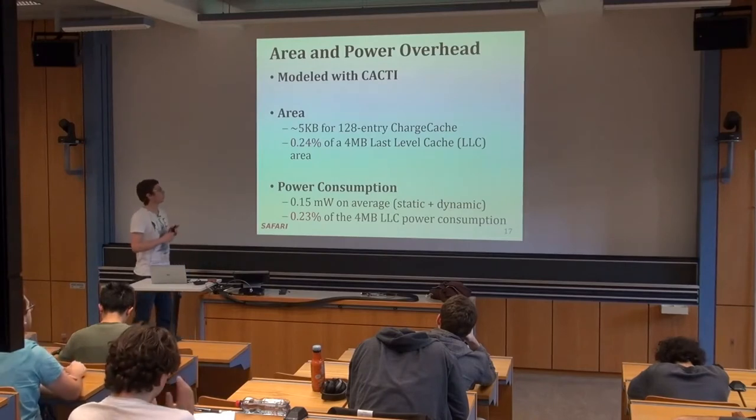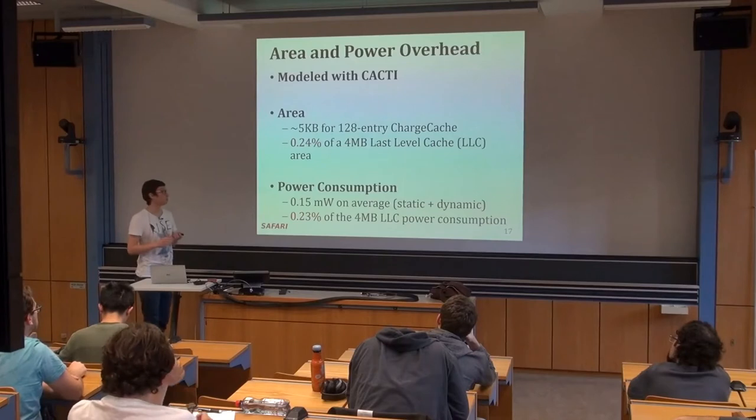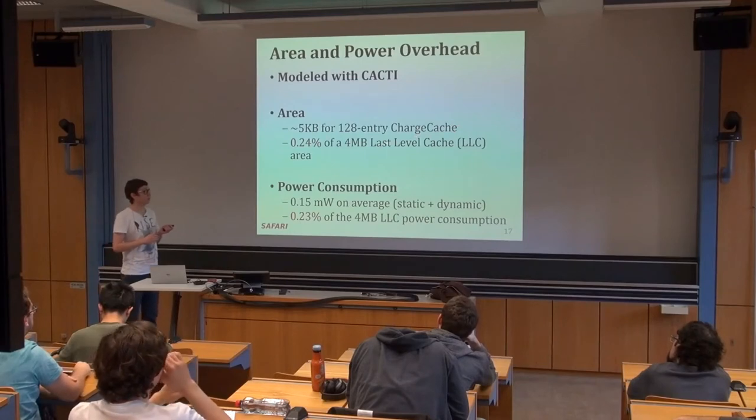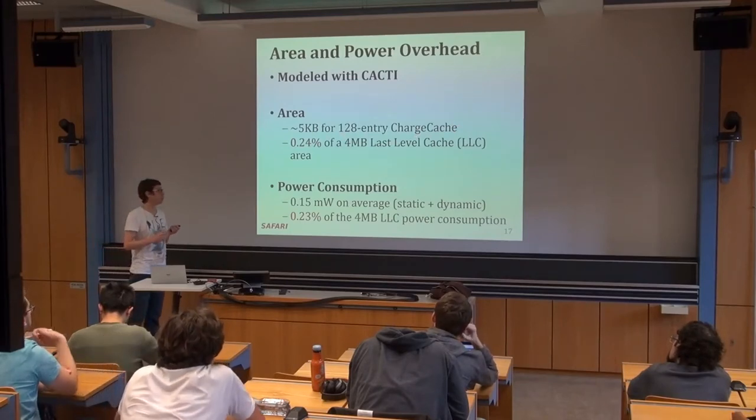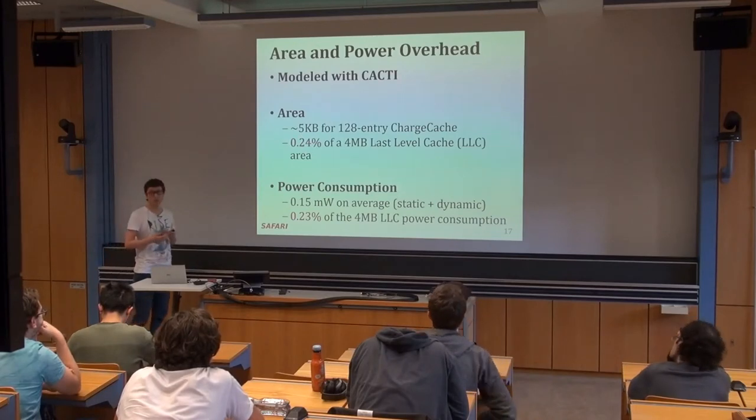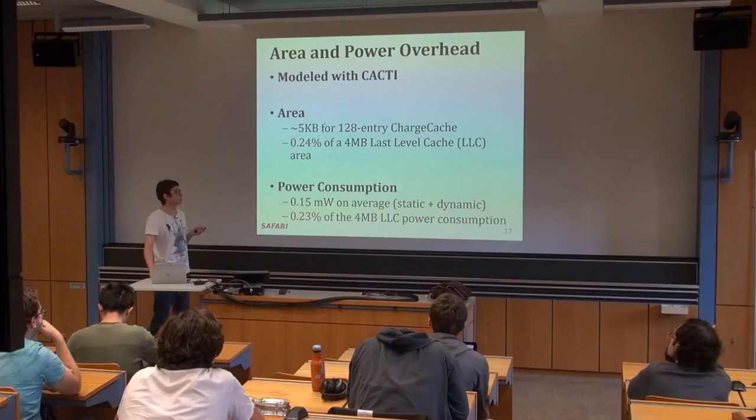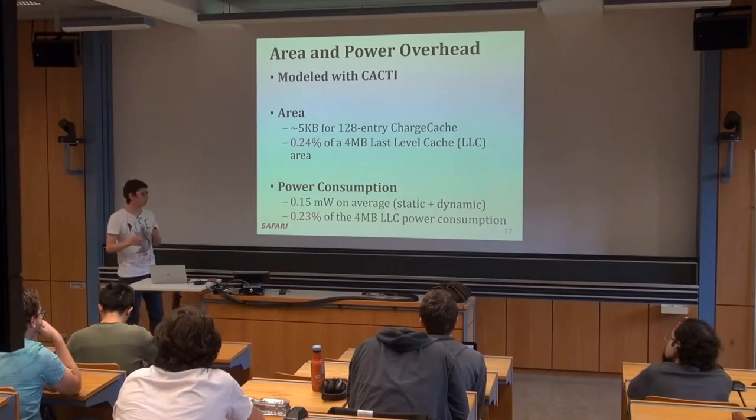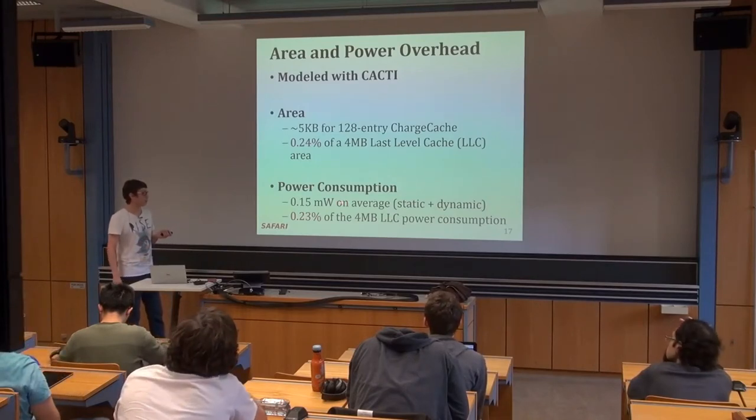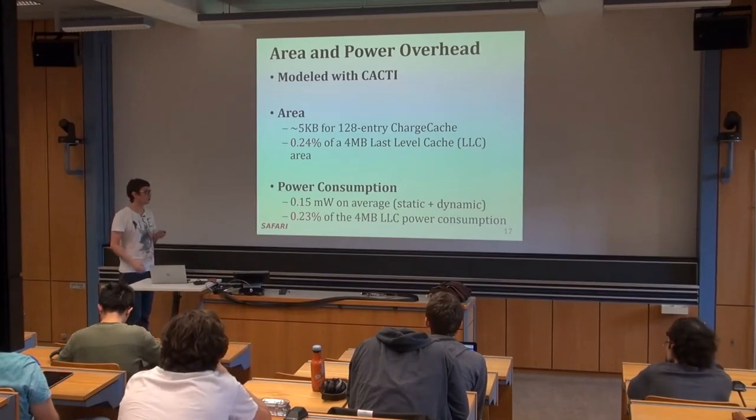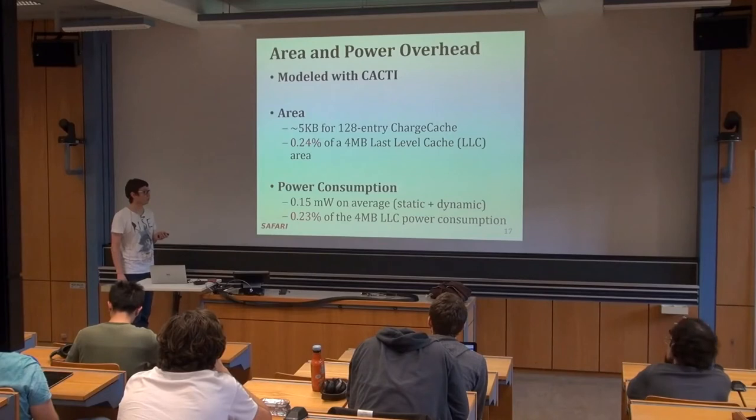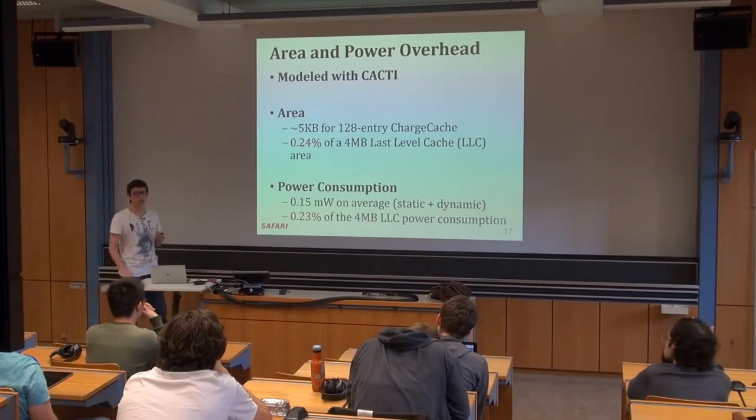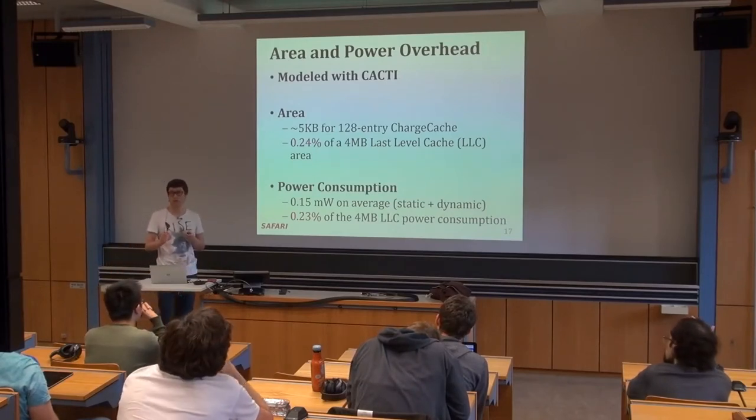And here we see the overhead in terms of area and power consumption of the mechanism. So for area, we found that a ChargeCache table with 128 entries works pretty well. And this requires only about 5 kilobytes of storage, which corresponds to 0.24% of a 4 megabyte last level cache. For power consumption, we found that implementing this table increases power consumption by about 0.15 milliwatts on average, which is again 0.23% of a last level cache. So compared to a last level cache, it's a very small addition.